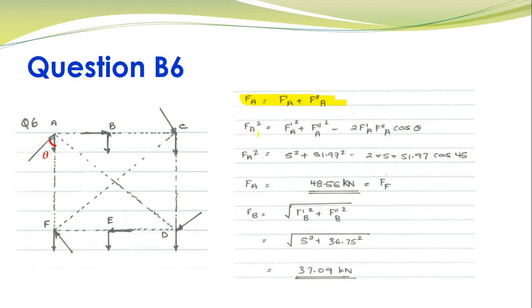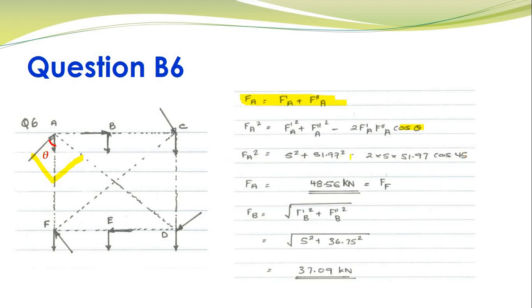The cosine rule states that Fi squared equals F prime A squared plus F double prime A squared minus 2 F prime A F double prime A cos theta. This is your primary shear, this is your secondary shear, and theta is the angle over here. Again, very simple: we knew this angle is 45, so this forms a 90 degree angle over here, so theta is also equal to 45 degrees.